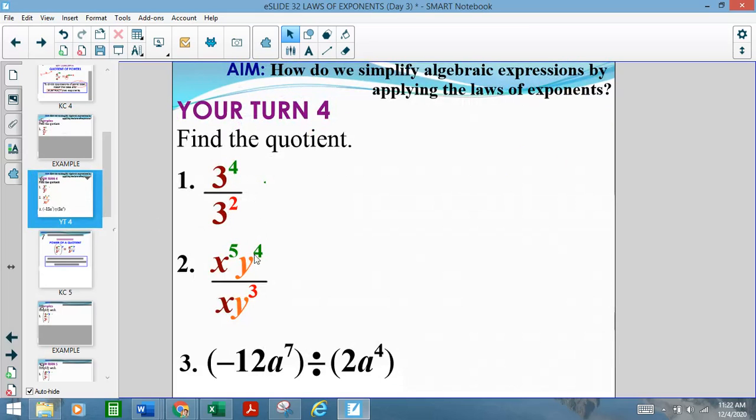Now you have 3 different tasks that you have to do on your Google document. You can go ahead and do it now, or you can pause the video. You can go ahead and do it now, or you can move on to the next key concept.